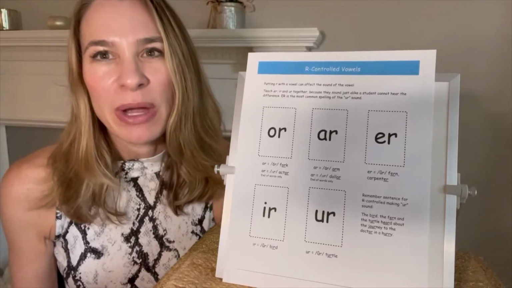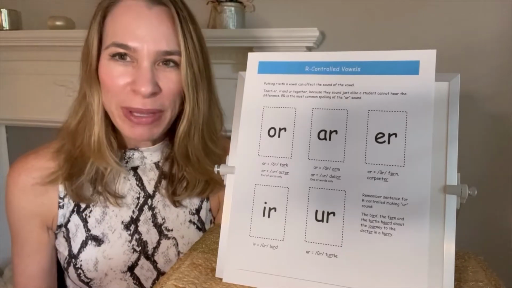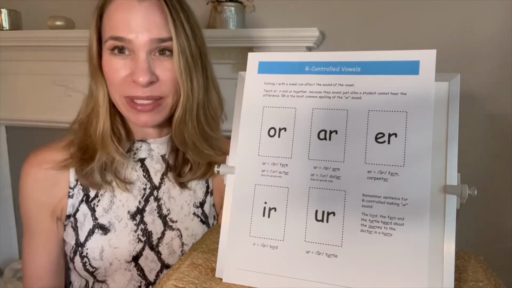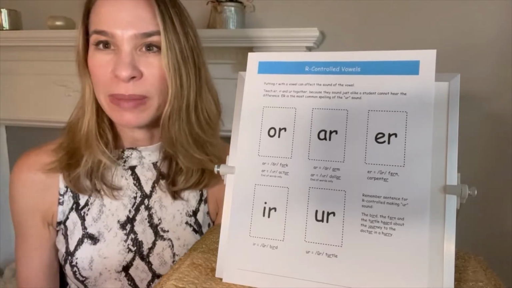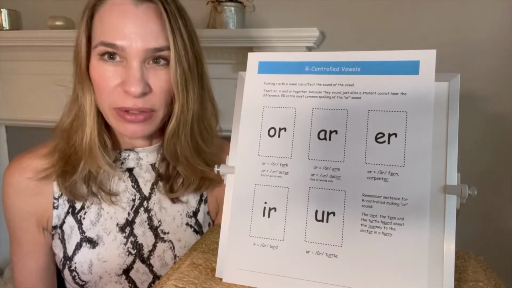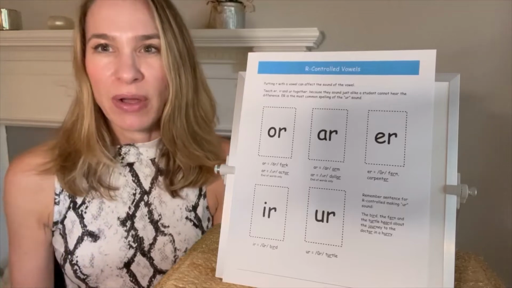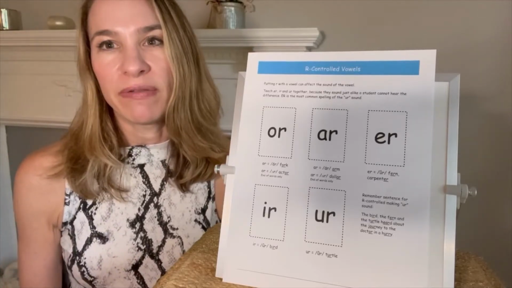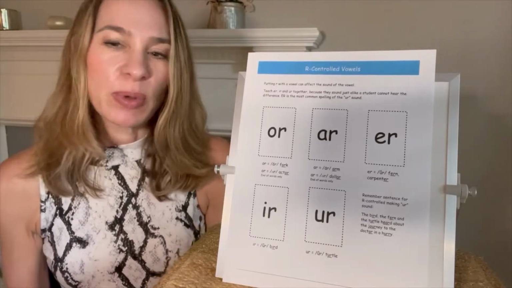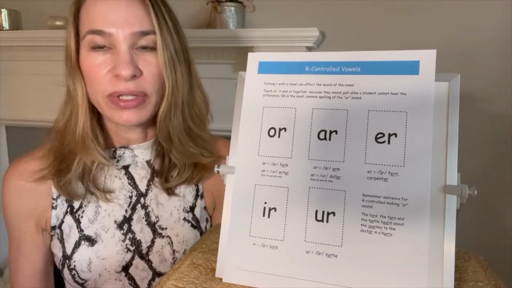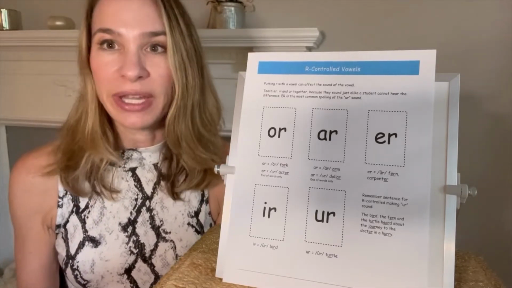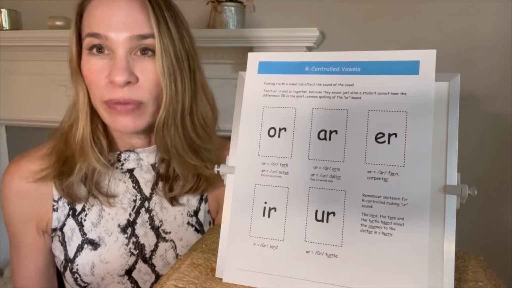Today I'd like to talk about R-controlled vowels. I've talked about syllable types in my past posts, but within syllable types and before teaching any syllable type, you might have noticed I also always start with the vowel type. For example, I wouldn't start teaching closed syllables without first thoroughly covering short vowels.